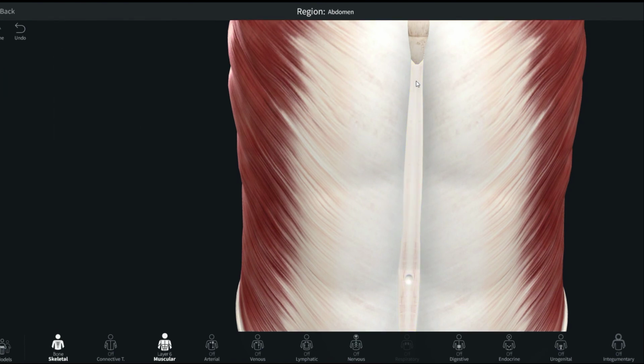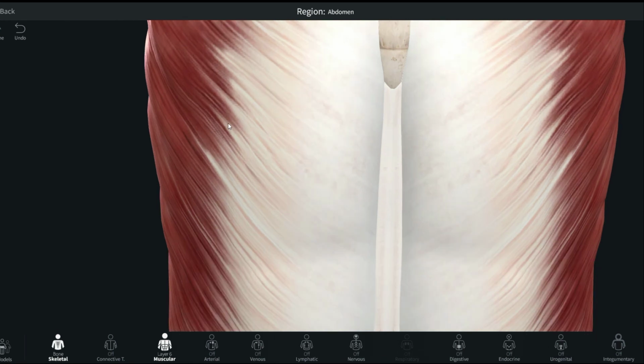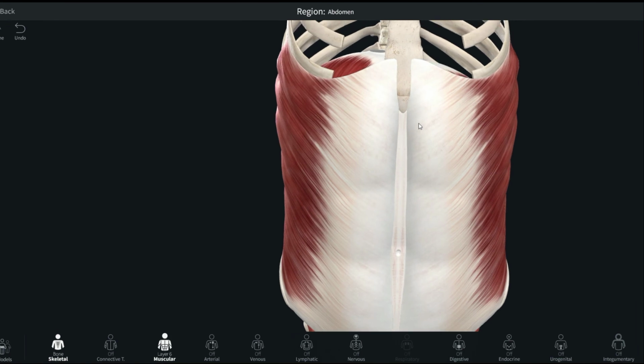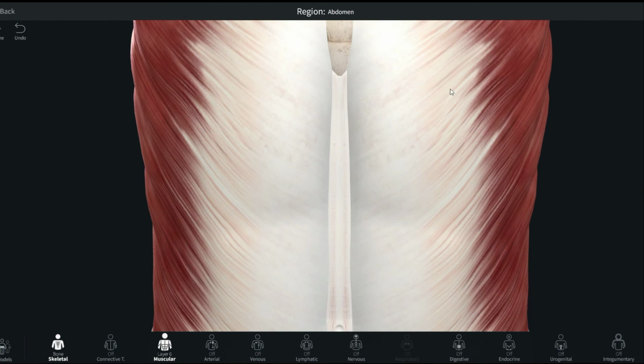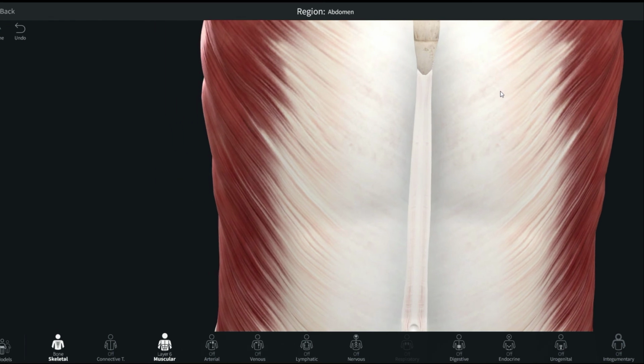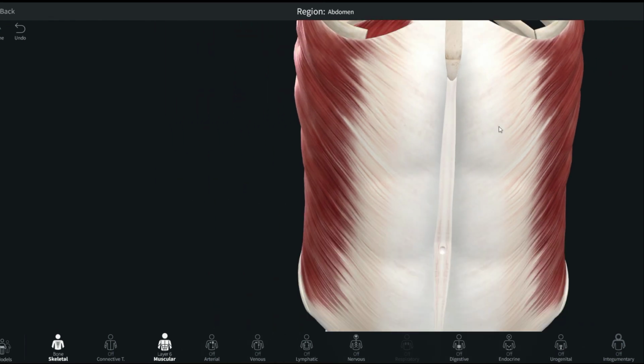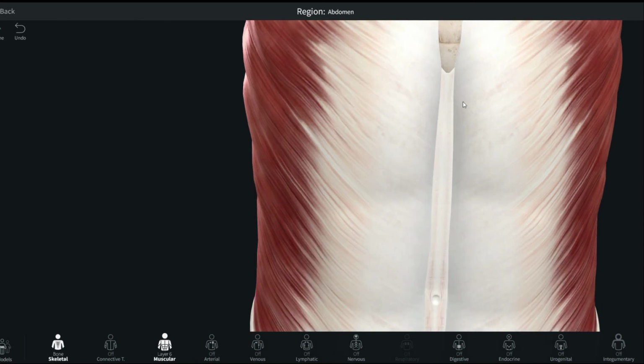So what is this linea alba exactly? These muscles are present on both sides, so they are paired structures. What happens is that the superficial fibers of one side's muscle, when crossing the midline, become the deeper fibers for the other side's muscle. So it's not as if this is a separate structure and that is a separate structure. No, these are actually continuous, but in a very different way. They are not a continuous covering as such, but superficial fibers of one side become the deeper fibers of the other side, and this is true for all the anterolateral abdominal wall muscles.